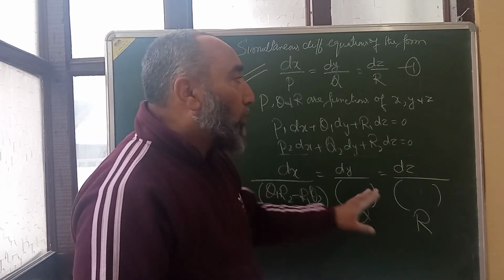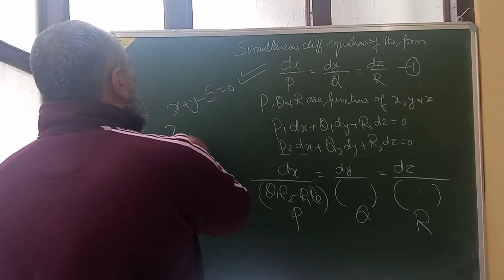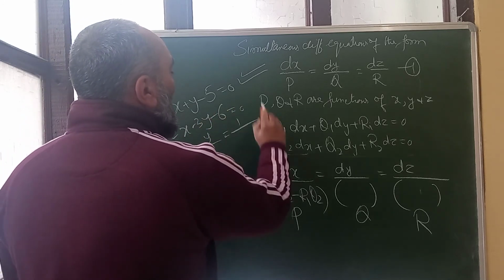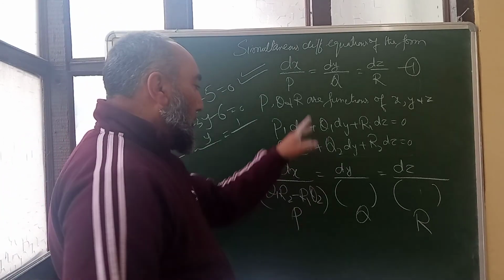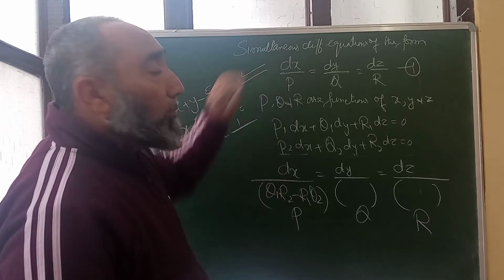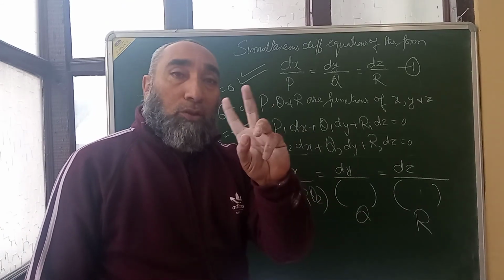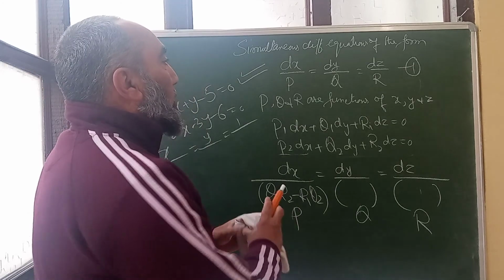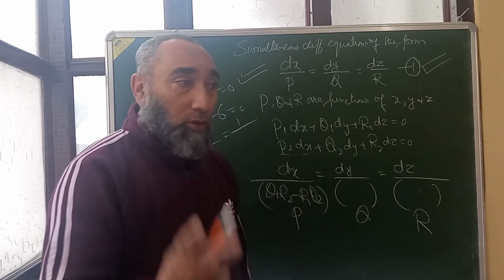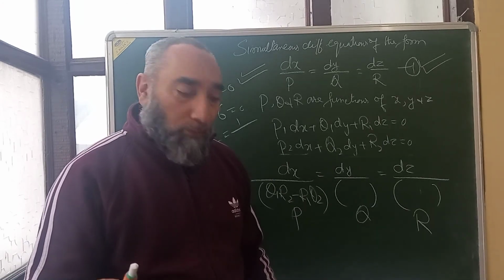You already know how to solve such equations. If you have two linear equations, x plus y minus 5 equals 0 and 2x minus 3y minus 6 equals 0, you find x by something equals y by something equals 1 by something. Likewise, I have done it for dx, dy and dz, and this represents simultaneous equations. For simultaneous equations, you have seen that you find x and y, so you find at least two solutions. So this simultaneous equation will have at least two solutions. How to find these two solutions we'll be discussing in the next lecture.